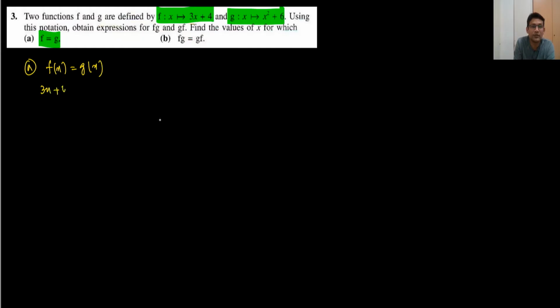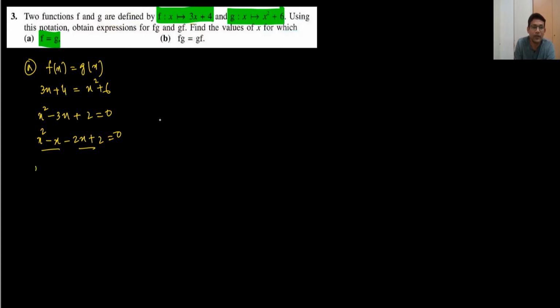3x plus 4 is equal to x squared plus 6. Now we need to simplify. I write x squared positive first, then 3x is negative, and plus 2 is equal to 0. If I'm not wrong, 6 minus 4 is 2. We need factors that multiply to get 2 and add to get 3. The factors are, I think, x and minus 2x.